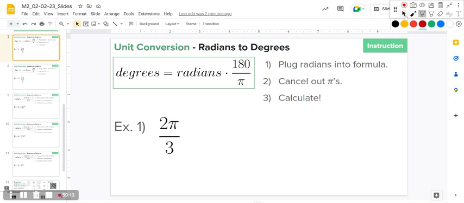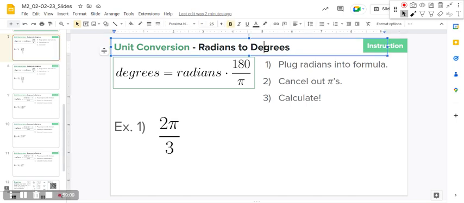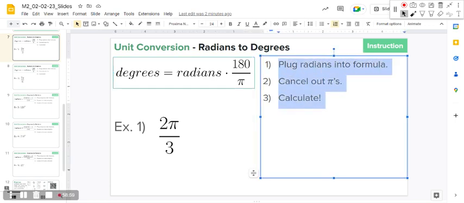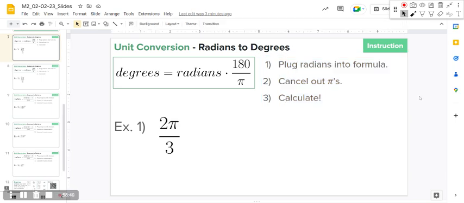So our formula for converting from radians to degrees, if we're given radians and want to find degrees, we're going to use the formula in this box here. And that's already on your note sheet. So what we want to do is write these 3 steps that are located to the right of that box, just so we can look back and remember how to do this. So first thing we do, we plug radians into the formula, then we cancel out the pi's, and then we can calculate. Let's try it out on example 1, 2 pi over 3.